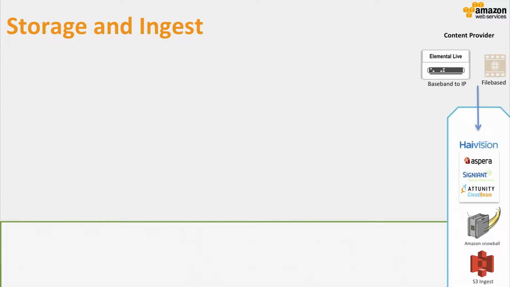So what does it look like? I've tried to depict both scenarios, the file-based and the live or baseband to IP conversion. For file-based, it's simply a matter of using, as I said before, FTP or some kind of accelerator like Aspera, Signiant, Eternity Cloudbeam, or even, believe it or not, the physical method. We just launched Amazon Snowball, which is a device that can be shipped to you, has 50 terabytes of capacity with a 10 gig network connection that you can connect to your on-premises. It squeezes all the content, highly secure, and is shipped back to Amazon Web Services.